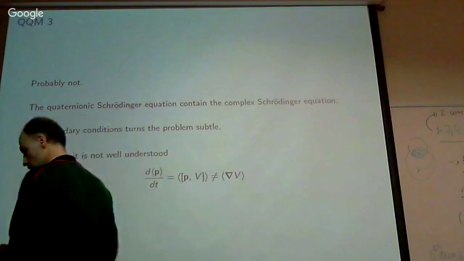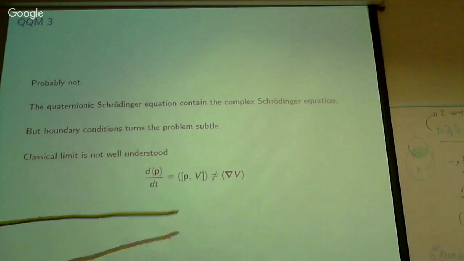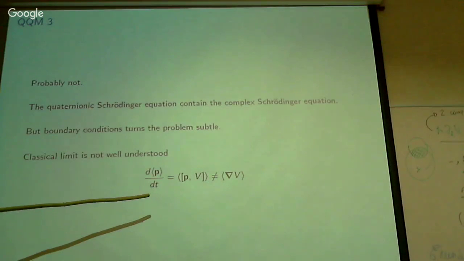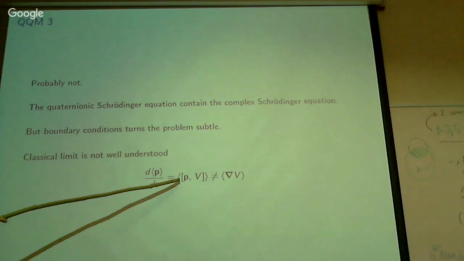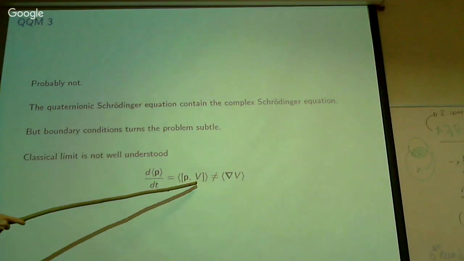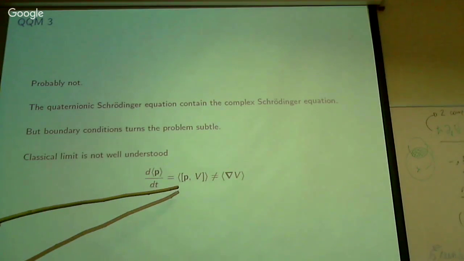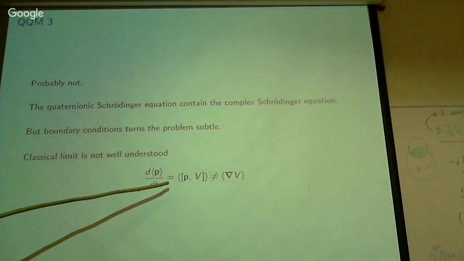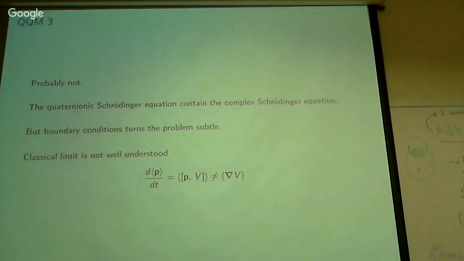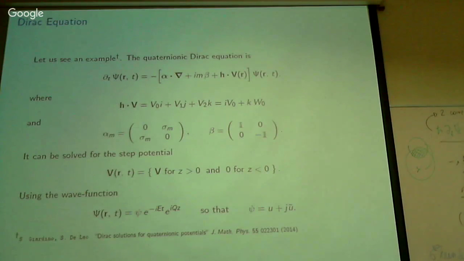We have a commutator including momentum and potential, because if you have a quaternionic potential, this quantity does not commute. And the commutation between these quantities is important in quantum mechanics, but here it's a problem. I will give you an example.